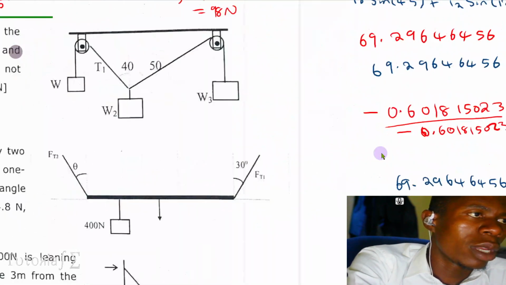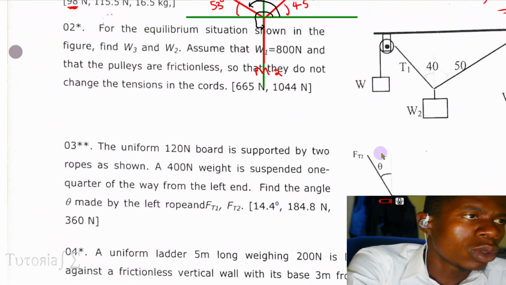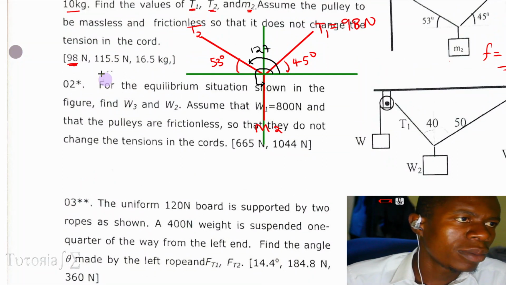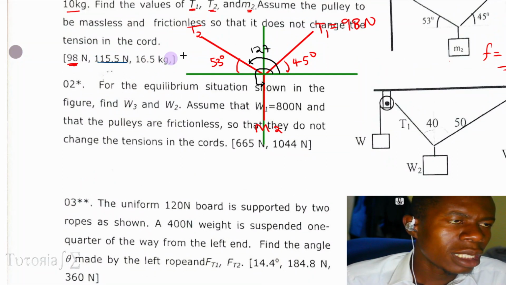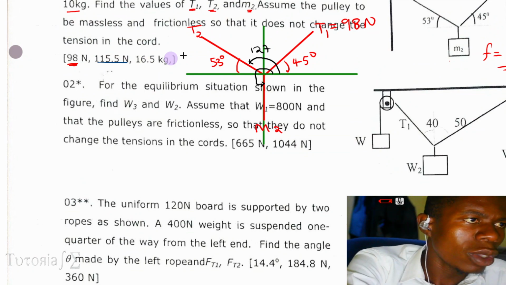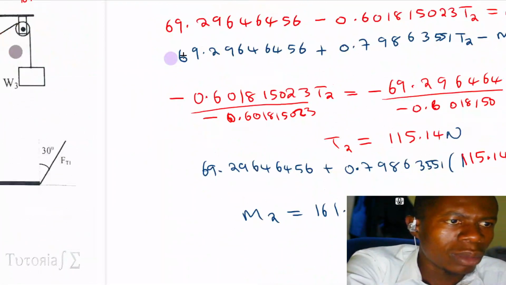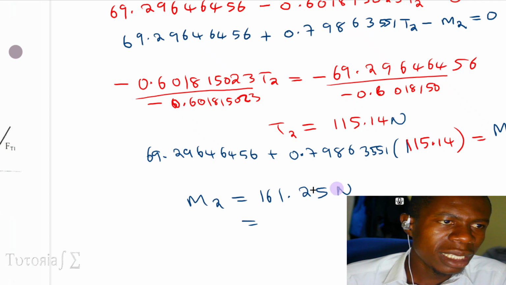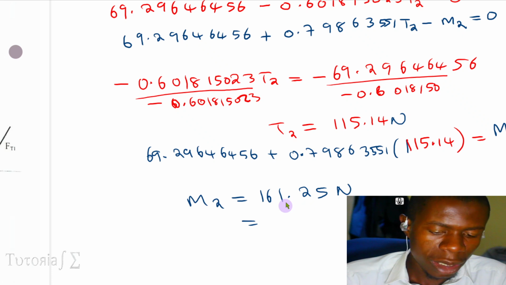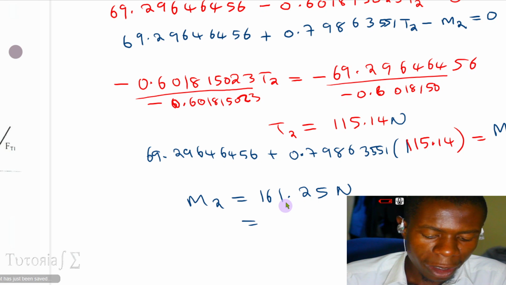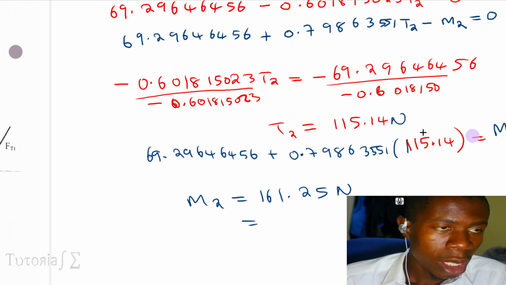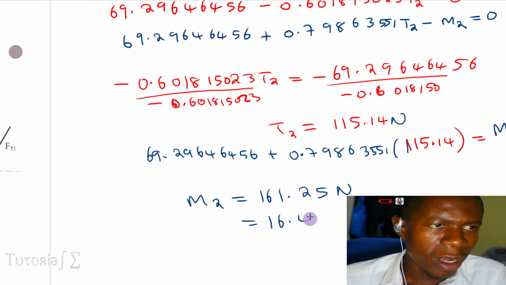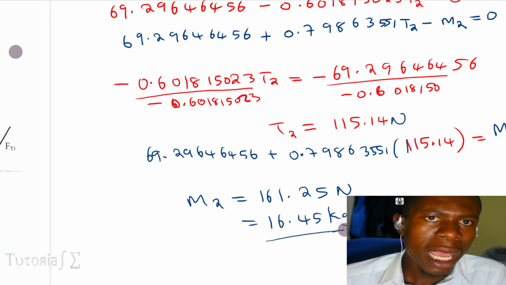So that is how you find your tensions. So these are the answers here. Oh, actually this is a mass. M2 is a mass, so we can convert this to kgs by dividing by approximately 10, or say 1.25 divided by 9.8. This will give us about 16.45 kgs, and we are done.